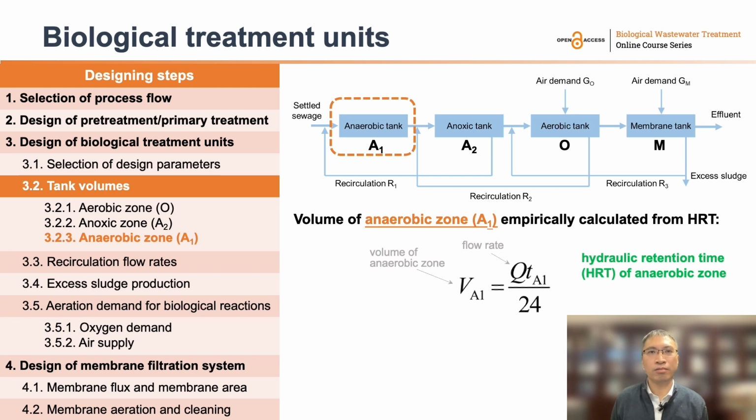Then, the volume of the anaerobic zone can be simply calculated as the flow rate multiplied by the HRT of the specific zone. The HRT of the anaerobic zone is normally in the range of 1 to 2 hours, which is feasible for the microorganisms to release phosphorus under anaerobic condition.